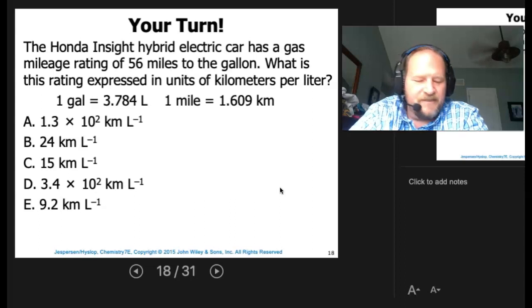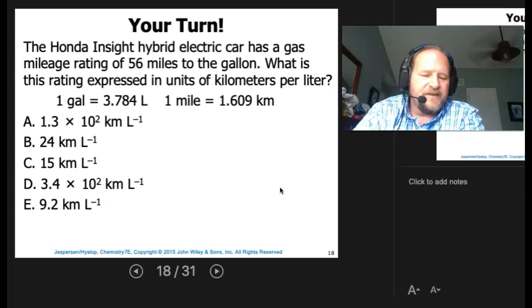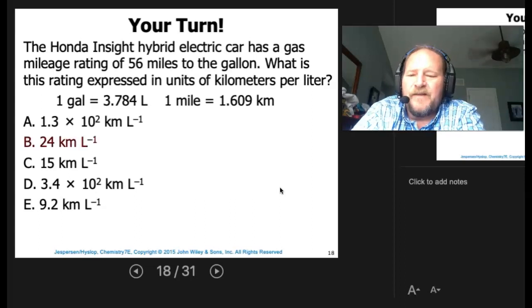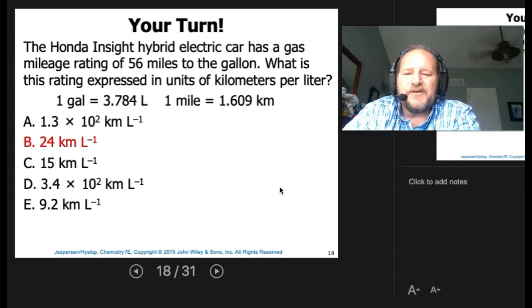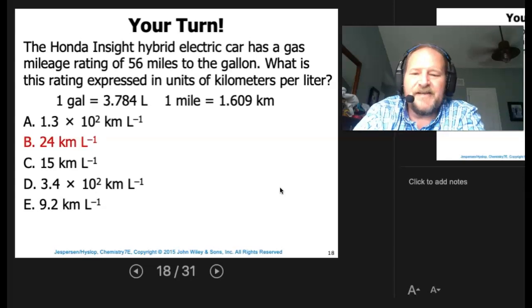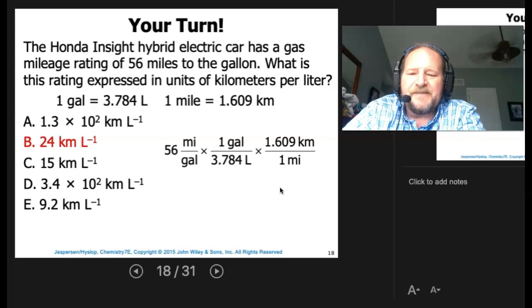Give you a pause here. You could have worked this problem out. Hopefully you got 24 kilometers per liter. Now, here's how I work it out. We got 56 miles per gallon.